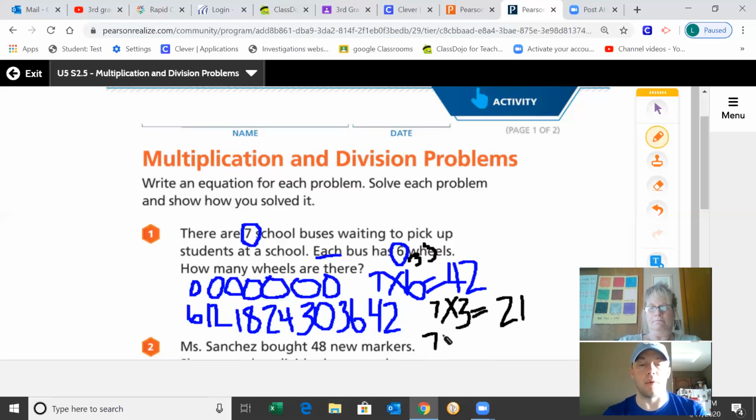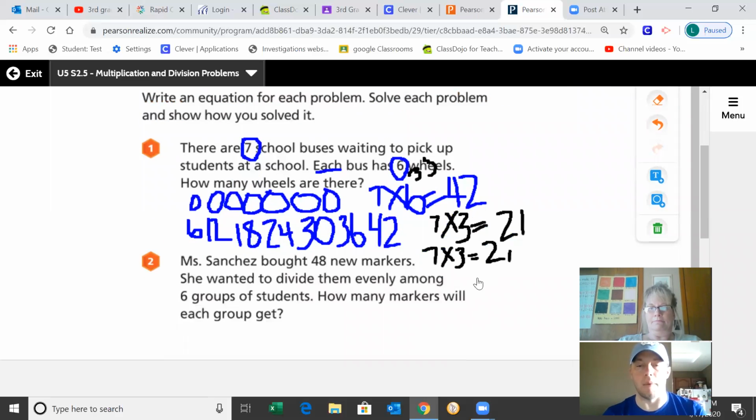So essentially, I'm going to be taking 21 plus 21. And when I add those two together, my ones will add up to 1 plus 1 equals 2. And my 2 plus 2 in my tens place should add up to 4. So in the end, I should have 42.